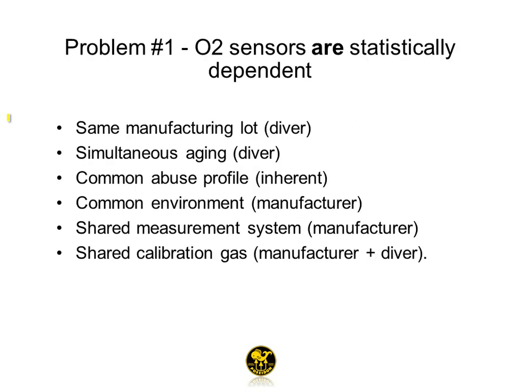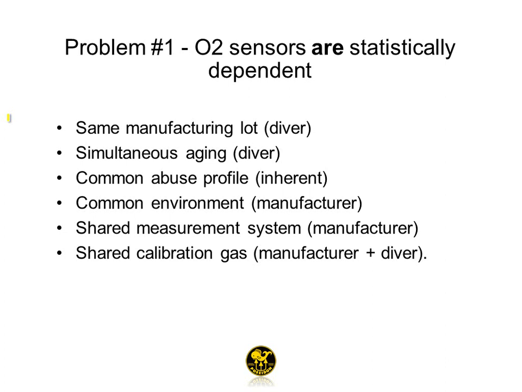Here's the first problem. When it comes to oxygen sensors, they are incredibly statistically dependent. So let's talk about some of these things. The first one is, and this is under the diver's control, you put the same oxygen sensors from the same manufacturing lot in your rebreather, they are no longer independent. If there is a manufacturing defect in that lot, you've had it. The second thing is, if you change all your sensors at the same time, they are undergoing simultaneous aging. They are no longer independent. These are two things the diver can control.